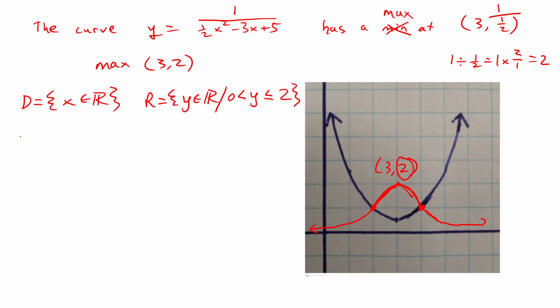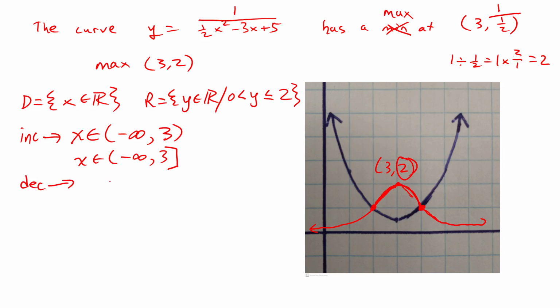Now, our increasing interval, we can say x is an element of the interval from negative infinity to 3. We put a round bracket on 3. I actually think we should put a square bracket on the 3 because I think 3 is included by definition in the increasing interval, but your textbook doesn't think so, so we'll allow both. Our decreasing interval is going to be any x coordinate between 3 and infinity. And once again, for the same reason, I think the 3 should have a square bracket.